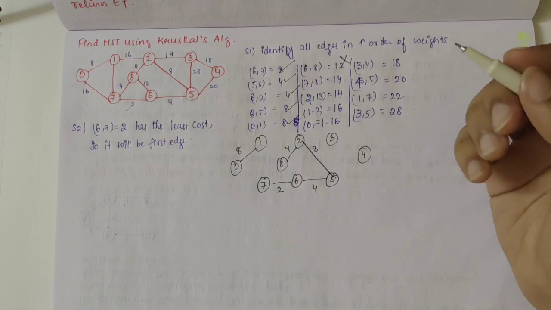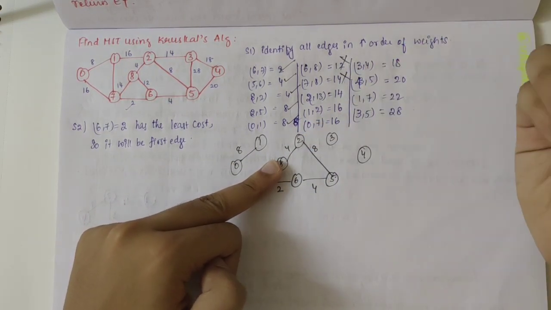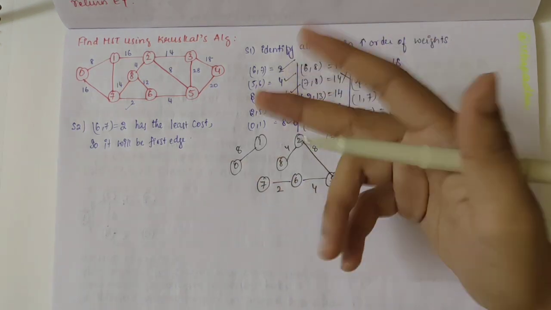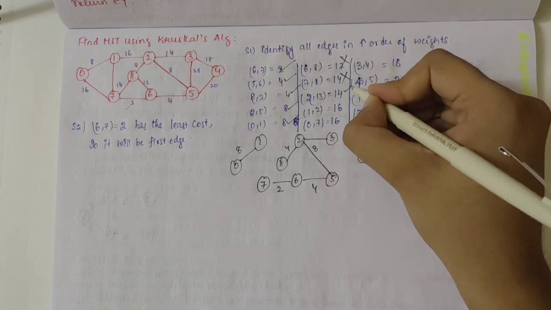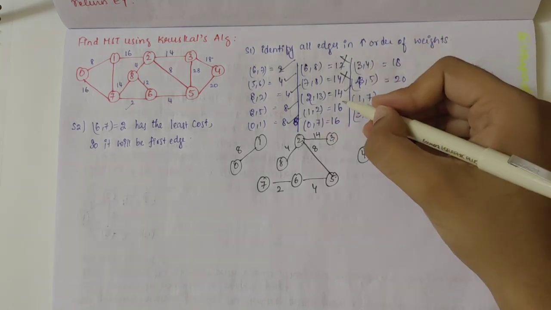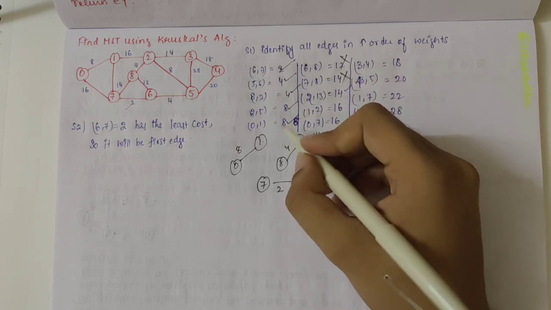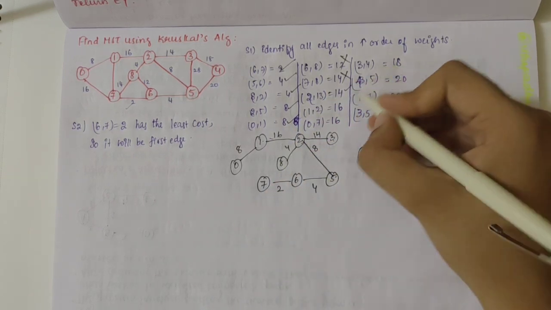Next I have 7, 8. If I consider 7, 8, this will form a closed triangle. No, don't consider this. Then I have 2, 3. If I consider 2, 3, it won't form any cycle, so I'll consider 2, 3. It is 14, so I'll write 14 here. Next I have 1, 2. If I consider 1, 2, will it form any cycle? No, it won't, so I can consider 1, 2. Here it will be 16. I am done with this.